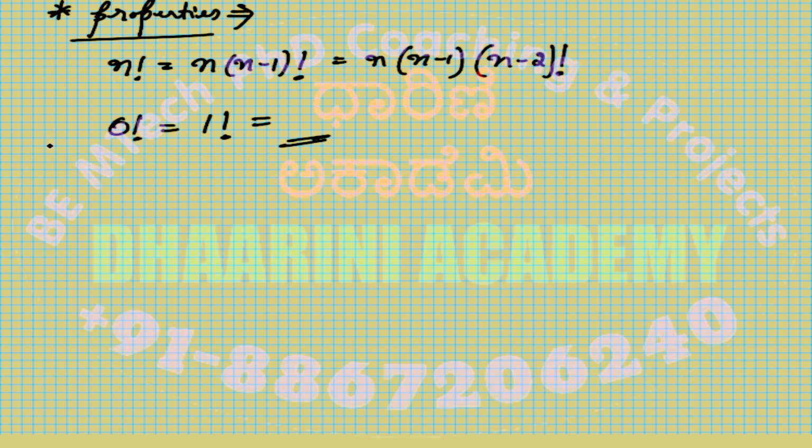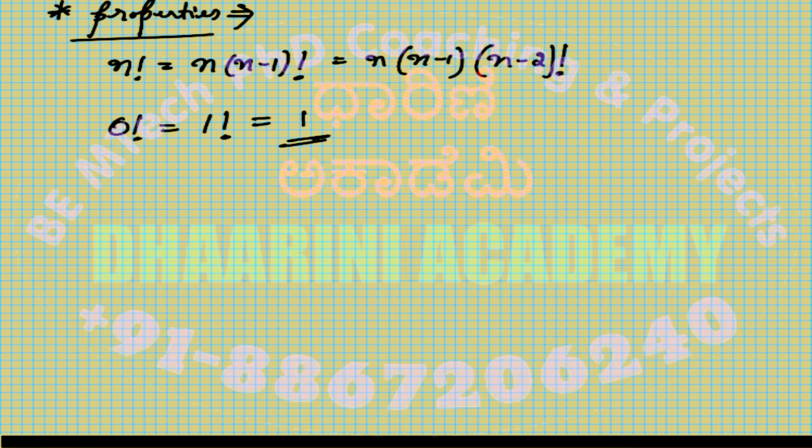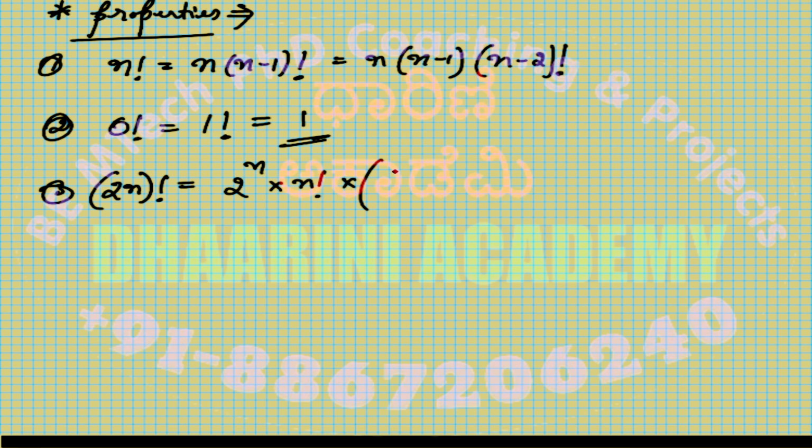Then we go to the next property. If I have to find the factorial of 2n, this can be simply written as 2 to the power n, multiplied with n factorial, into 1 into 3 into 5 into dot dot dot up to 2n minus 1. So 2n factorial can be written in this fashion.